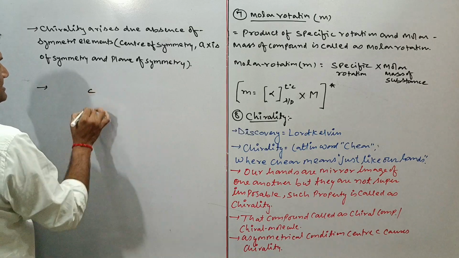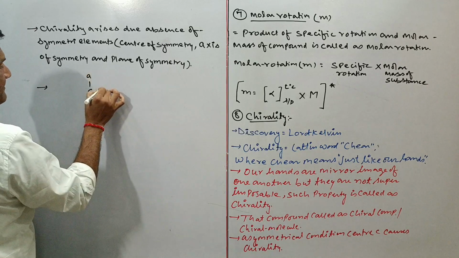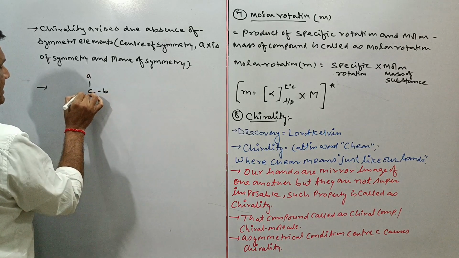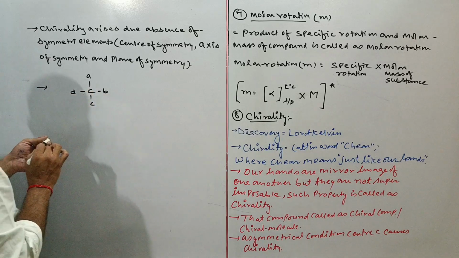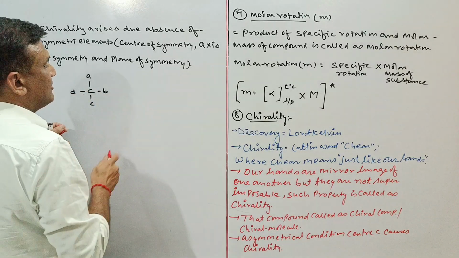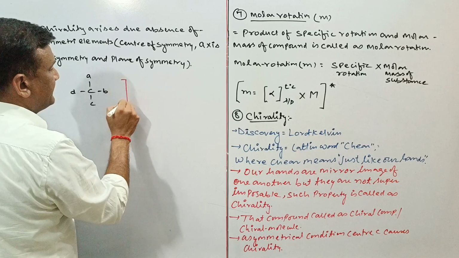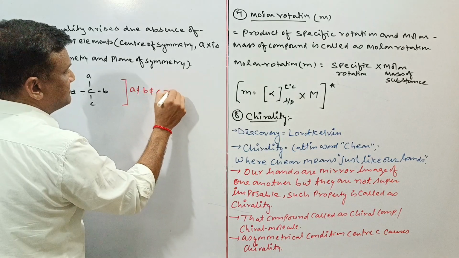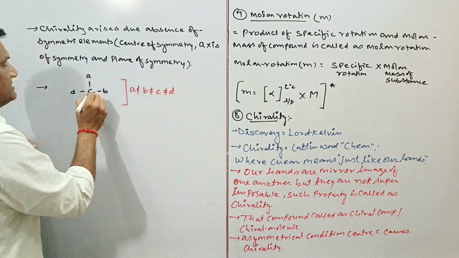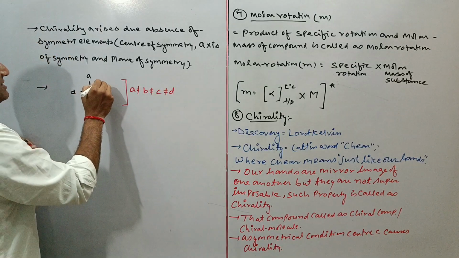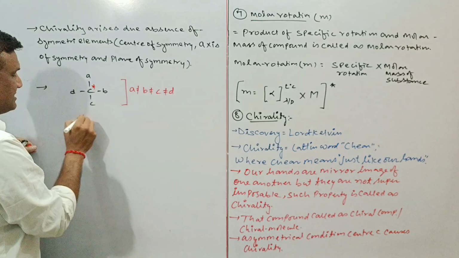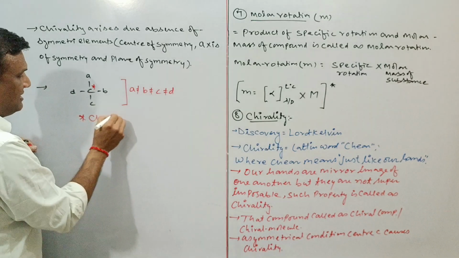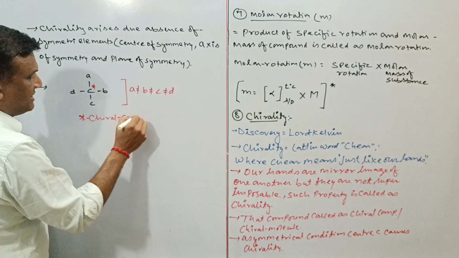This is the carbon, here's the A, B, C, and this is the D group. If A is not equals to B, is not equals to C, is not equals to D, then this carbon is called as chiral carbon. This is the star as a chiral carbon. This is the chiral carbon.